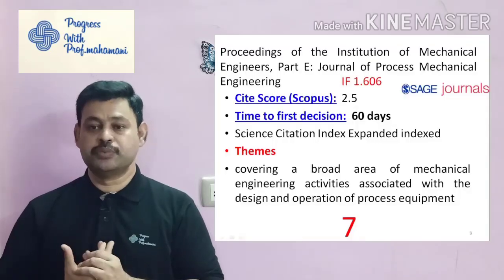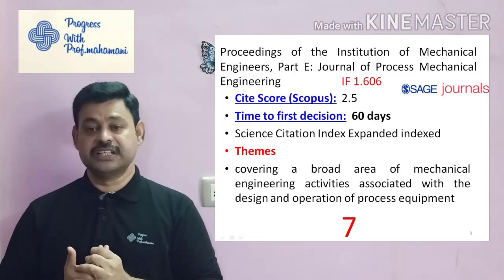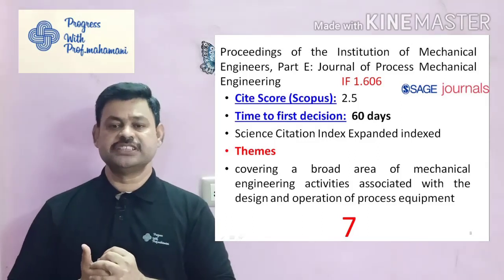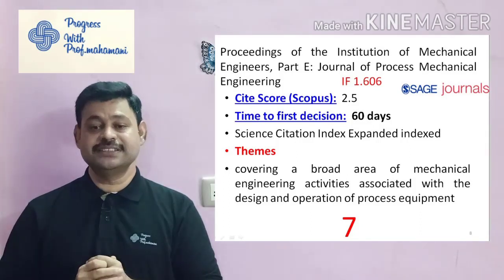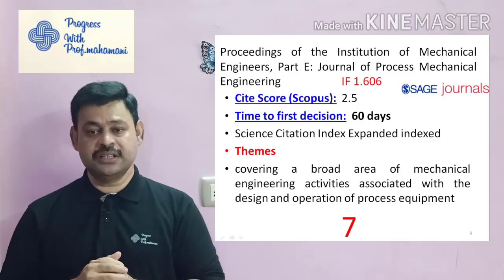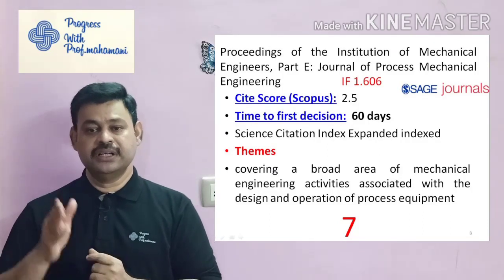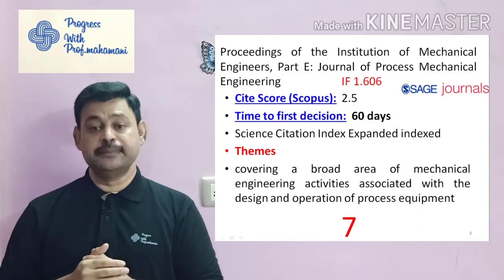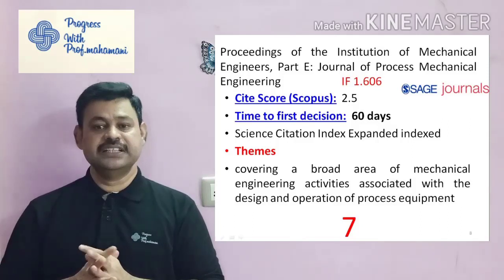Next, if you go to the seventh one, Proceedings of the Institution of Mechanical Engineers, Part E, Journal of Process Mechanical Engineering. The impact factor for this journal is 1.606. This journal's publisher is Sage. This is a Scopus indexed journal. It has a CiteScore of 2.5. For this journal, the time to first decision is 60 days. And this is also a SCIE journal.